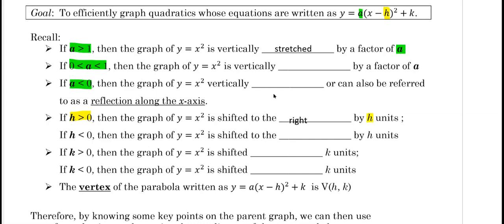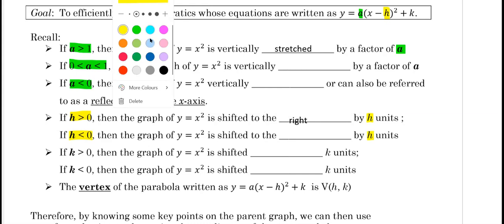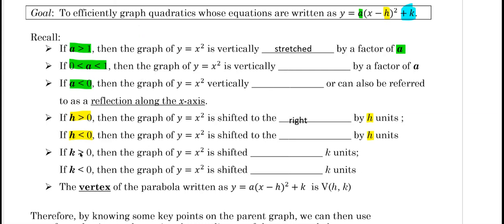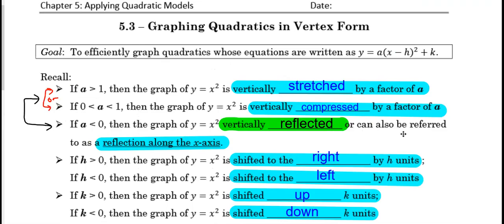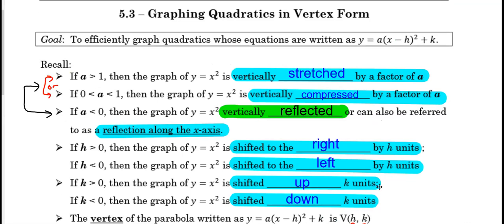All right, and for the h value being less than 0, it's going to go the opposite direction, to the left. Okay, and lastly, as we've already seen, the k value in this algebra here. If it's greater than 0, comparing to the parent parabola, that is going to shift the graph up. And if the k value is negative, so if this is a minus k in the algebra, then it'll shift downwards. So there's a quick little review of the items that we're taking a look at here.